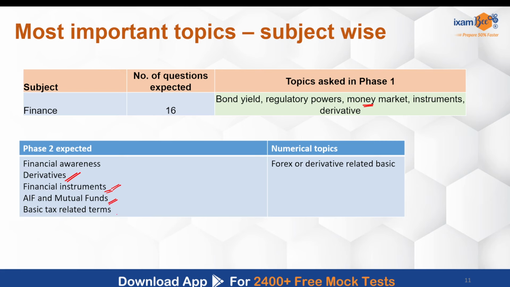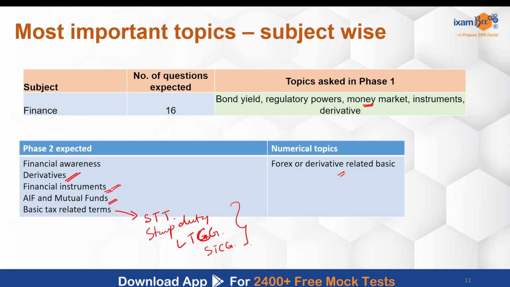Even basic tax terms, we have seen there have been changes in the capital gains taxes in this year's budget. So some terminology related to them, like what is STT, what is stamp duty, what is long term capital gain, right? What is short term capital gain, right? Those can be asked. So my suggestion will be to at least have a basic understanding of these terms.